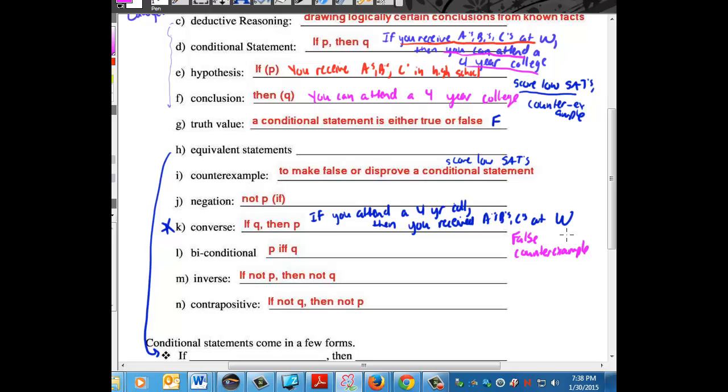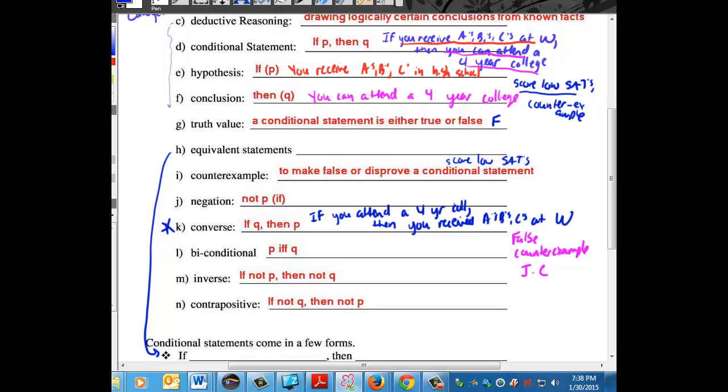So again, our counter example will prove our conditional statement false. So let's think about this. When is this not true? Well, what if you went to a junior college first? You don't need to receive all A's, B's, and C's to get into a junior college. So perhaps you went to a junior college for 2 years, and then you transferred to a four-year college. So that would be one counter example.